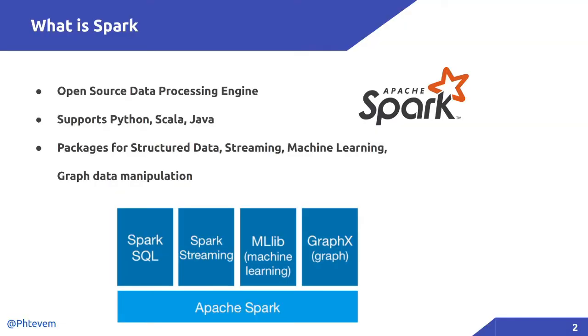Spark is an open source data processing engine that's used to tackle big data problems. It supports Python, Scala and Java, and it takes a very batteries included approach to do the kinds of things that data scientists would expect, including data manipulation, streaming, machine learning and graph data manipulation.